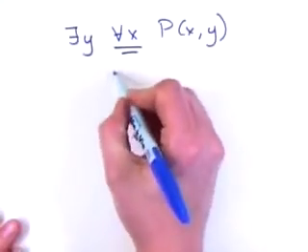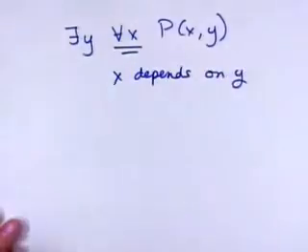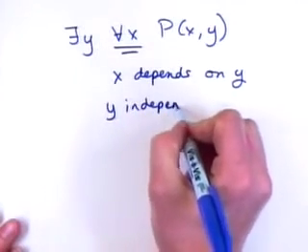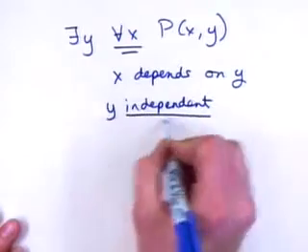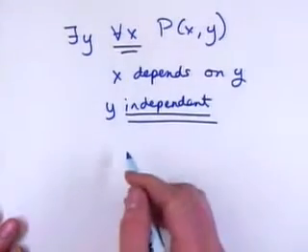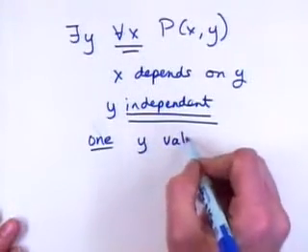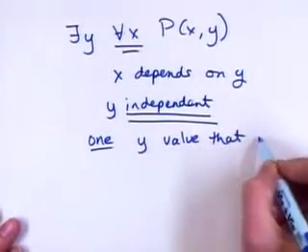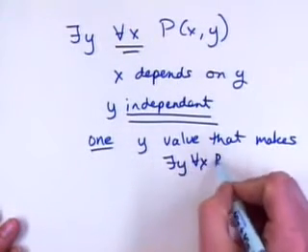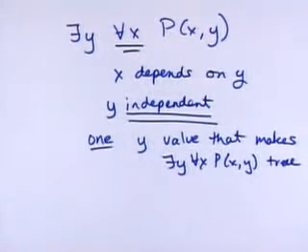So in this case, x depends on y because it comes second. So y is independent because it comes first. So in this case, there's about one y value that makes this statement true. There might be more than one, but we'll just say there's at least one.